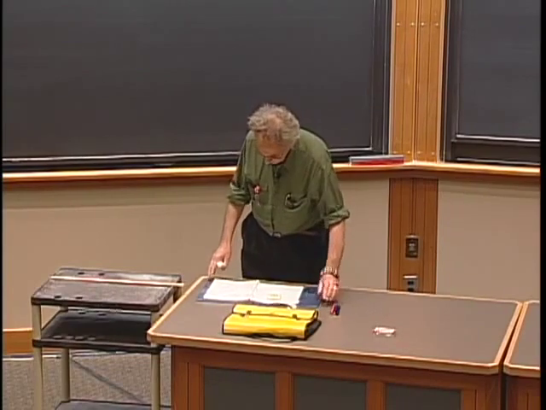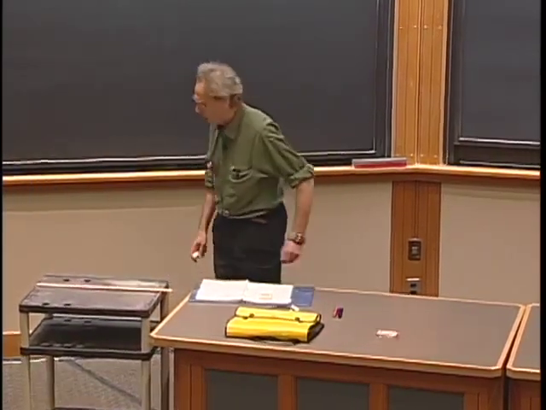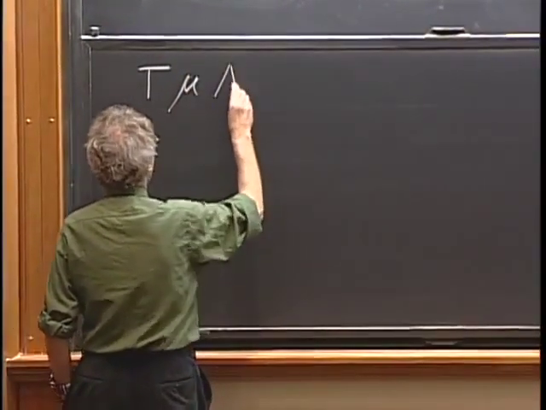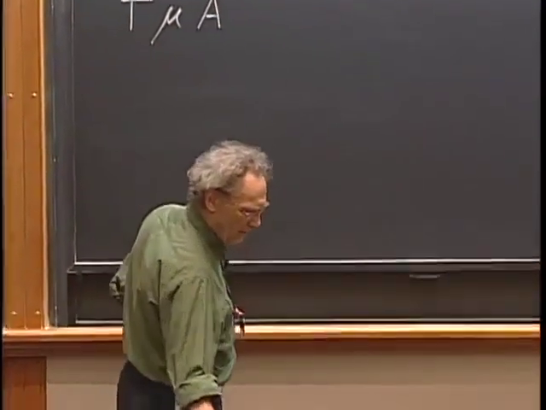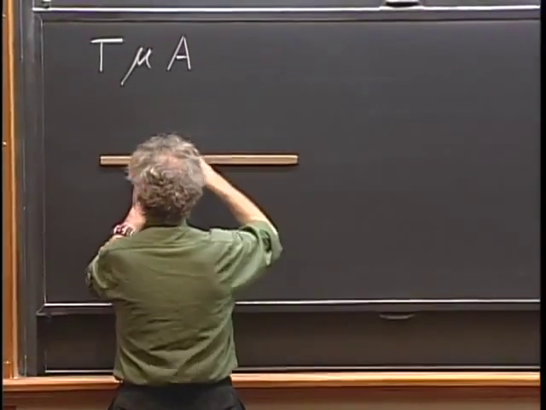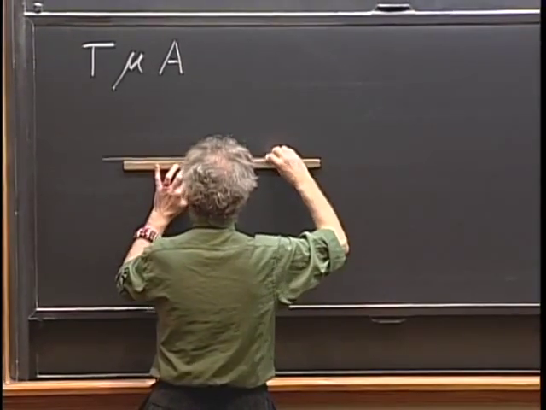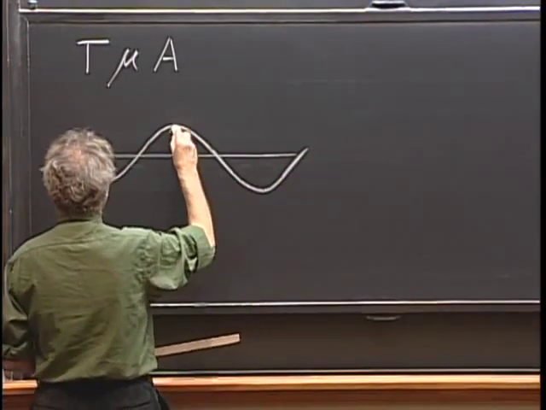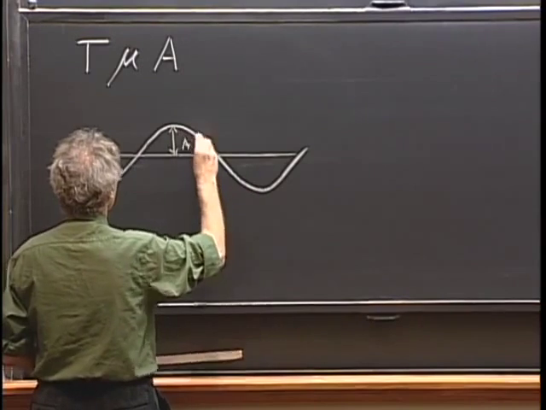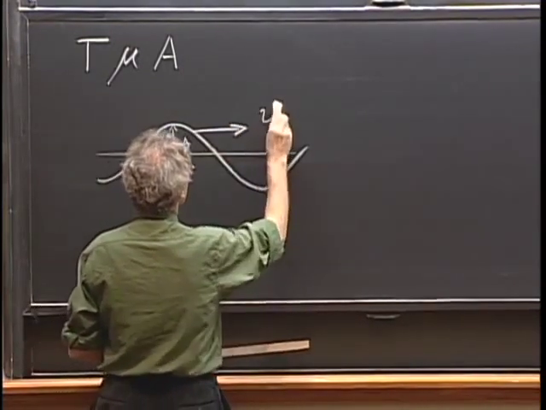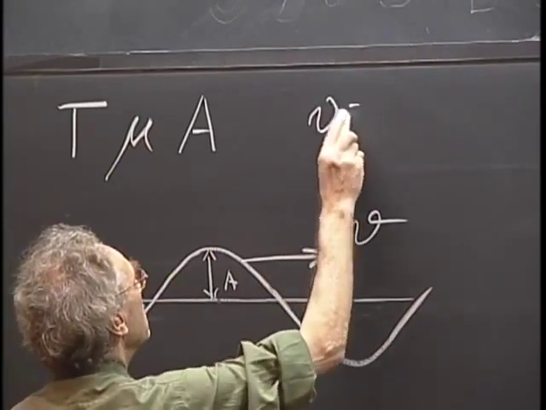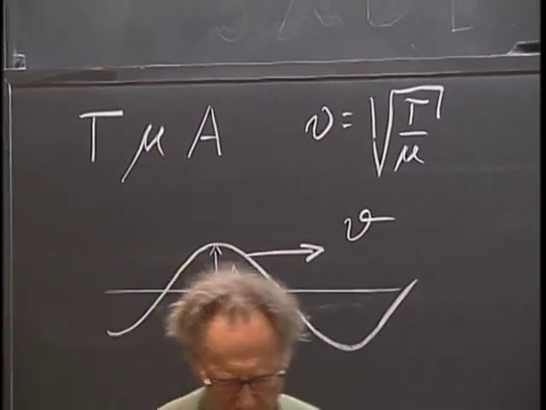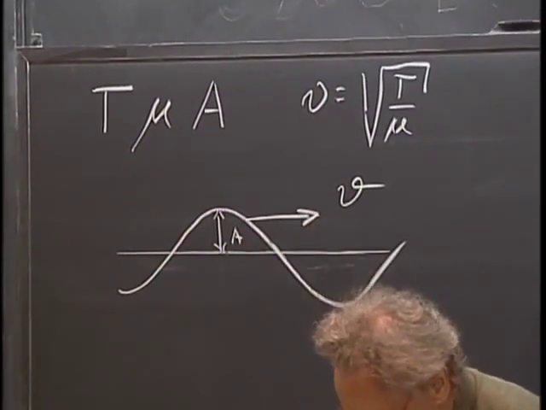I want to start with a traveling wave in a string. Let the string have tension T, mass per unit length mu, and let the traveling wave have an amplitude A. So here is the traveling wave, and this amplitude is then A, and the speed of propagation is v. And this v is the square root of T divided by mu. That follows from the wave equation, but I'm not going to address that issue now.